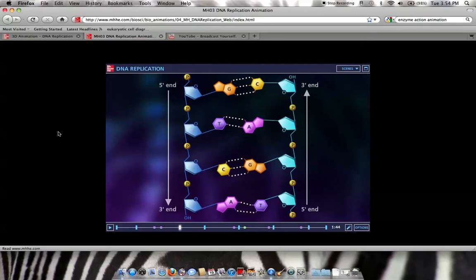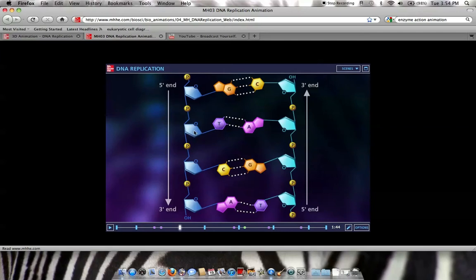Hello everyone. Last time we reviewed what the DNA molecule looked like and what it is composed of, and we are reminded that it is composed of nucleotides, deoxyribose sugar, phosphate group, and nitrogen base.